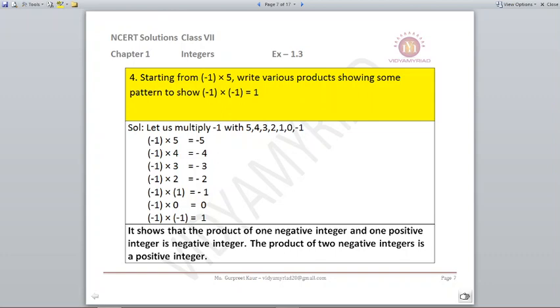If you see in all the cases above where we are multiplying with the positive numbers, your answer is coming as negative. But when I have multiplied minus 1 into minus 1, my answer came to positive.